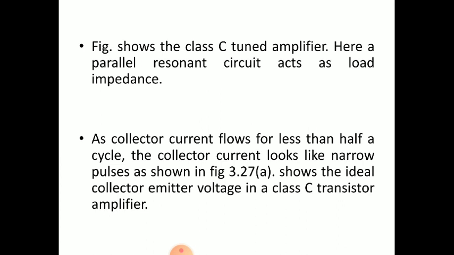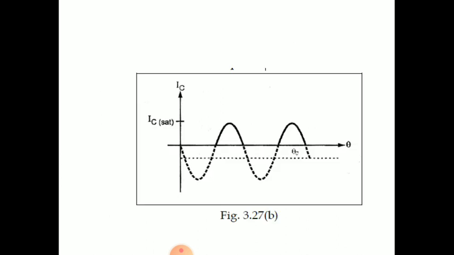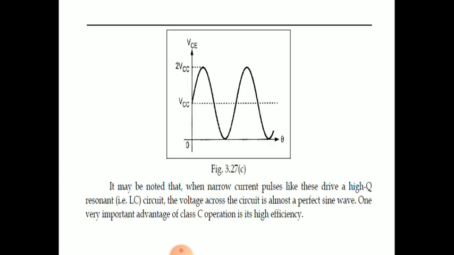The figure shows the ideal collector emitter voltage in a class C transistor amplifier. In figure 3.27c, it may be noted that when narrow current pulses like these drive a high Q resonant circuit, the voltage across the circuit is almost a perfect sine wave. One very important advantage of class C operation is its high efficiency. Look at this point very carefully.